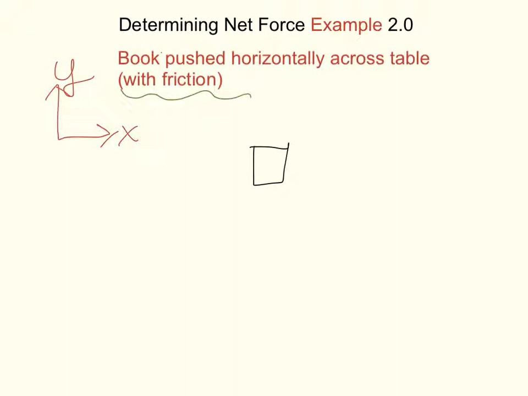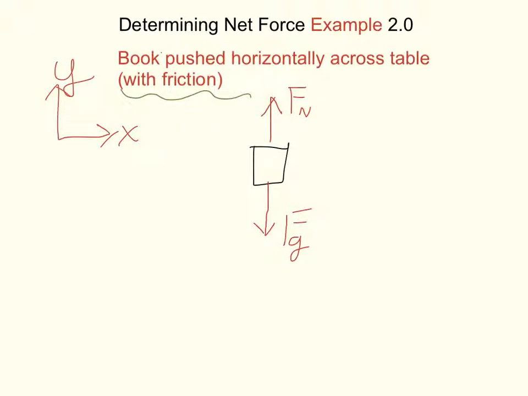And now I need to identify and label the external forces that are acting on this book. So let's start with the most obvious one. That's right, the force due to gravity. It's still there, pointing down. Since it's resting on a table, we will have the normal force of the table pushing back up on the block.